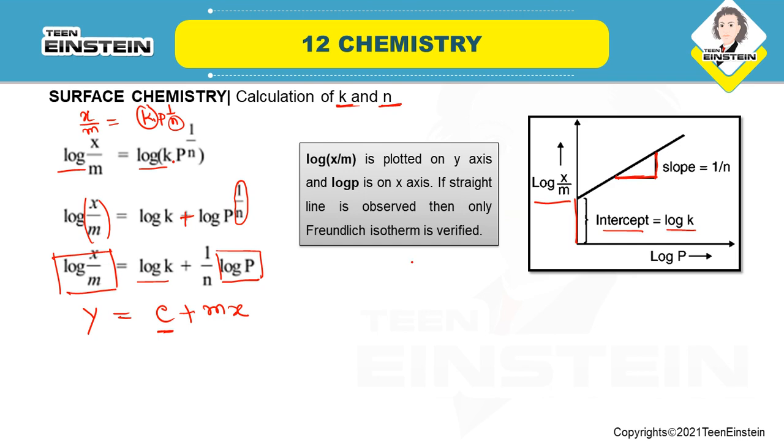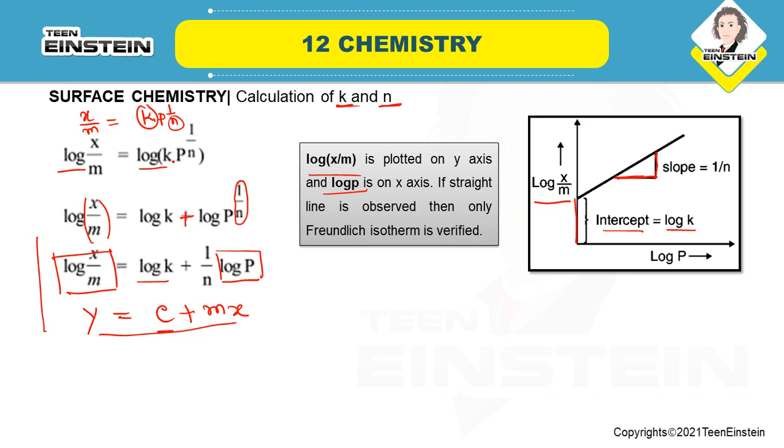Now from this curve we can also prove whether Freundlich's isotherm is verified or not. So if after plotting log x by m in y-axis and log p in the x-axis, we are getting a straight line, then it proves that Freundlich's isotherm is verified, because the theoretical explanation is matching with y equal to c plus mx type of straight line equation, so it must be giving a straight line nature. But if it is not a straight line, then it proves that it is not matching with this isotherm. Okay, it is not verified. So in this way we can find out the value of k and n.